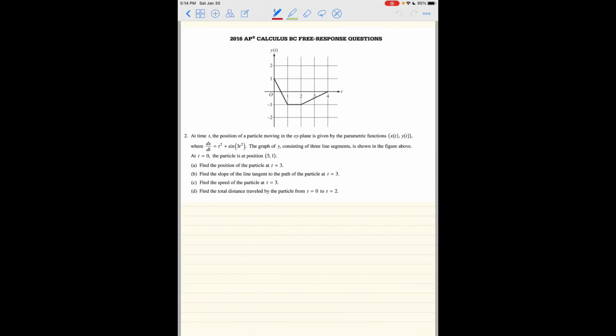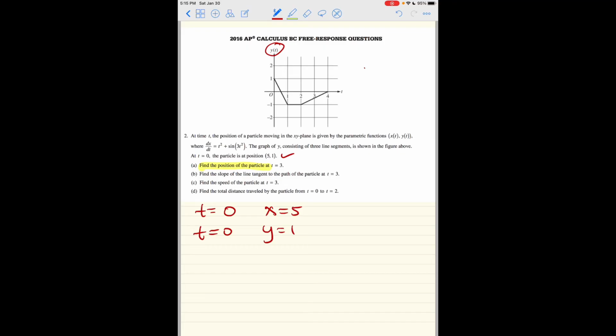I can choose this one here, the 2016. It says at time t, the position of a particle moving in the xy plane is given by the parametric functions x of t and y of t, where dx/dt is t squared plus sine of 3t squared, and the graph of y is shown above. At time t equals 0, x equals 5. At time t equals 0, y is equal to 1. That's important because they always ask you for the position. They typically ask you for either an x or a y, but in this case they said find the position of the particle at time t equals 3.